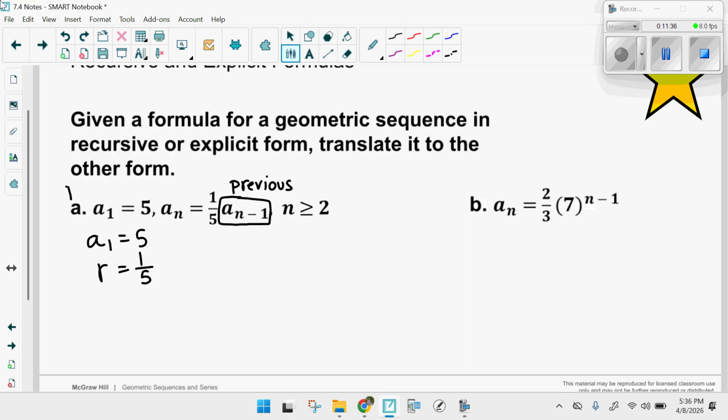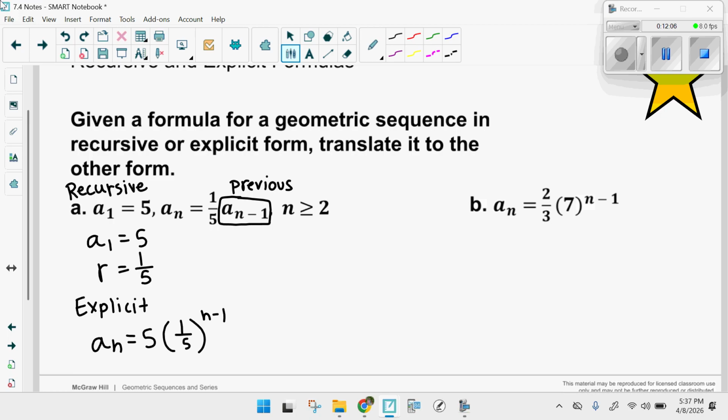And so then I can write this in explicit form, because this is currently in recursive form. I'm going to write it as a sub n equals 5 times 1/5 to the n minus 1. In recursive form, I can find each term one at a time. With the explicit form, I could skip to any term that I want to.